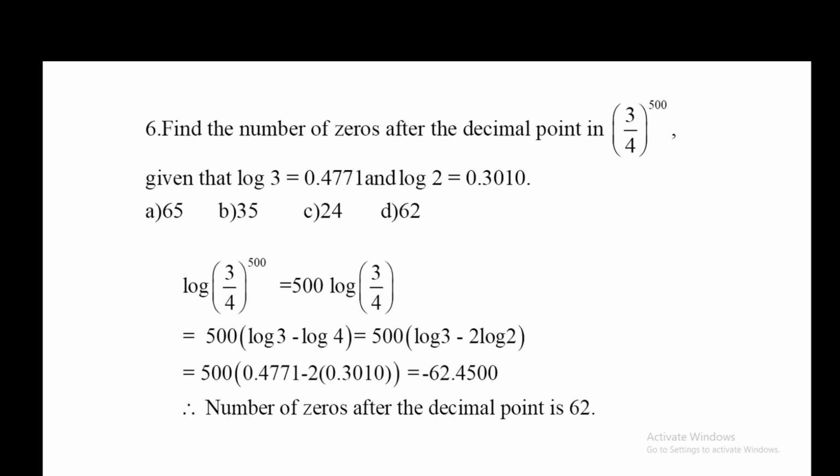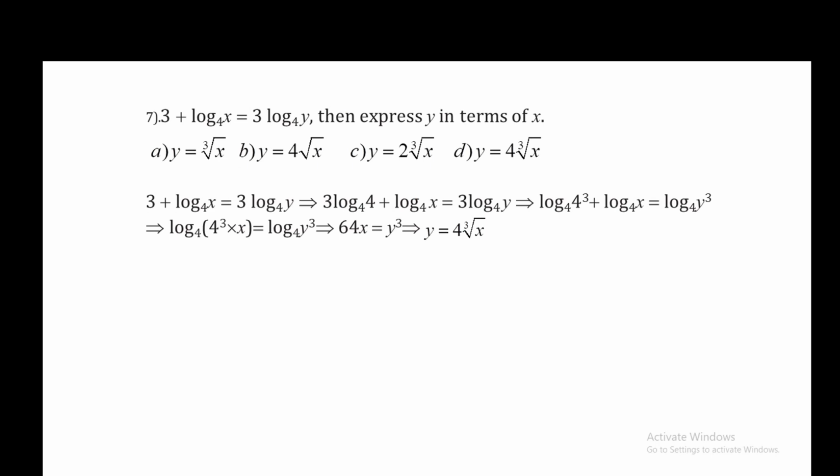Already we are having some values there. They have given us log 3 as 0.4771. So here also we have log 3 as the answer. But see the second one, log 4. So again we rearrange log 4 as 2 log 2. So 2 log 2. Now we have the answer for log 2, 0.3010. After solving this, we are getting minus 62.4500. So the number of zeros after the decimal point is 62. Okay. After the decimal point, we have only 6 and 2. So 62.